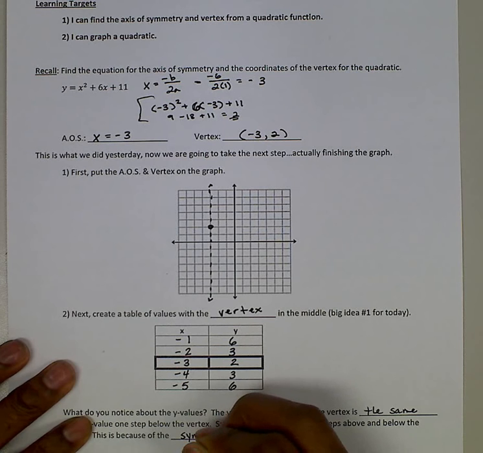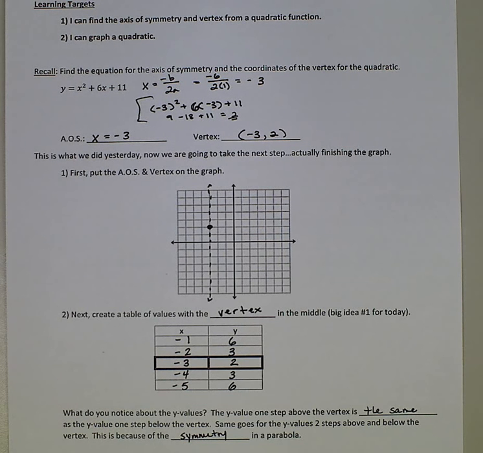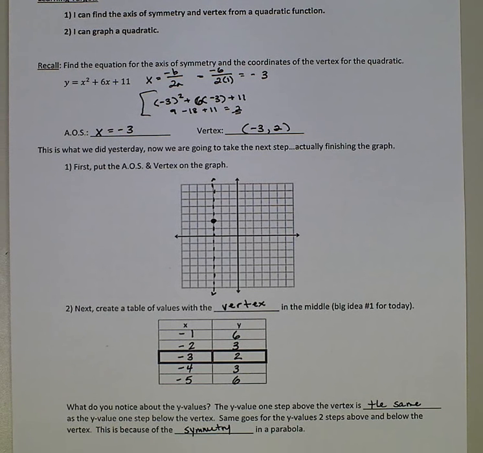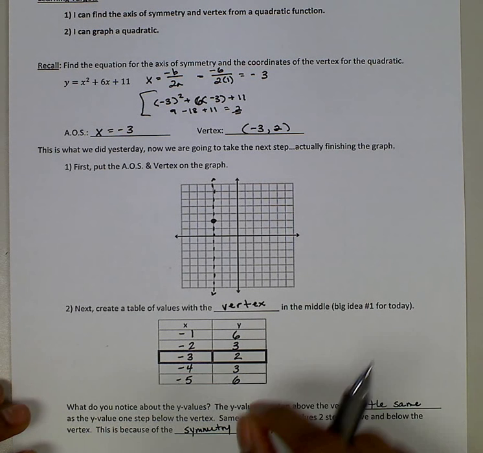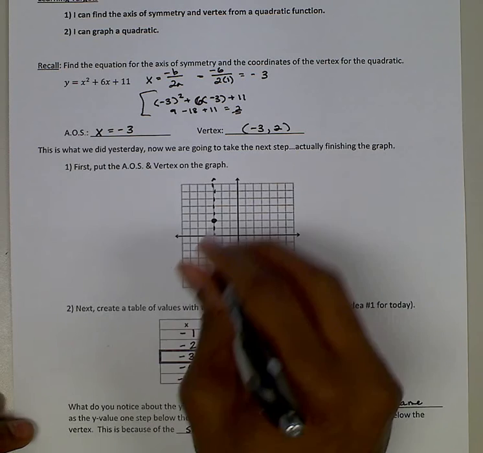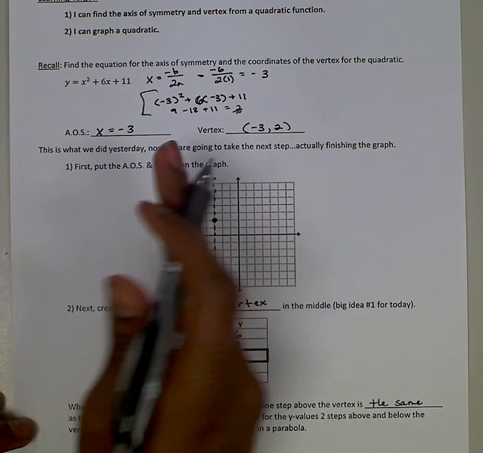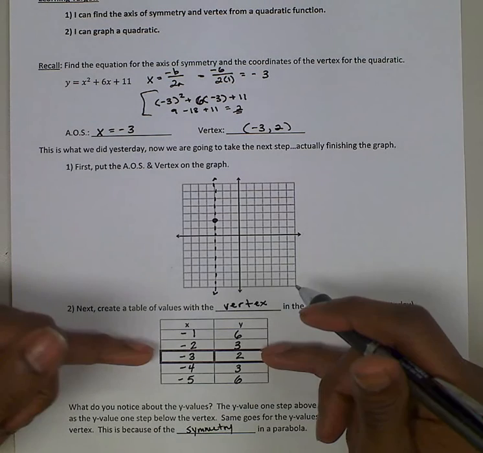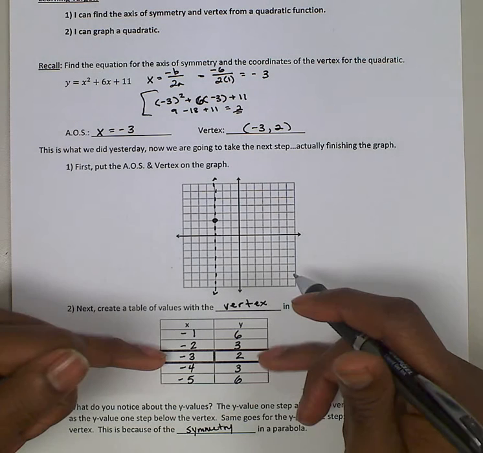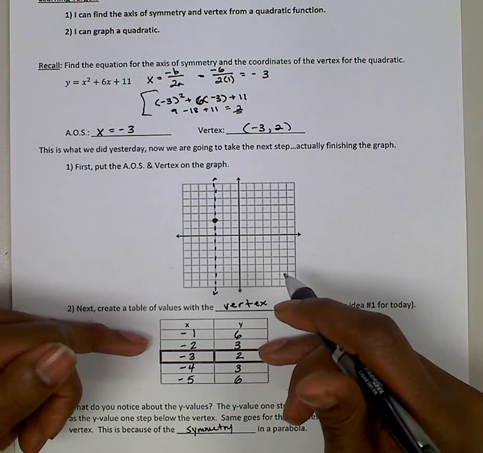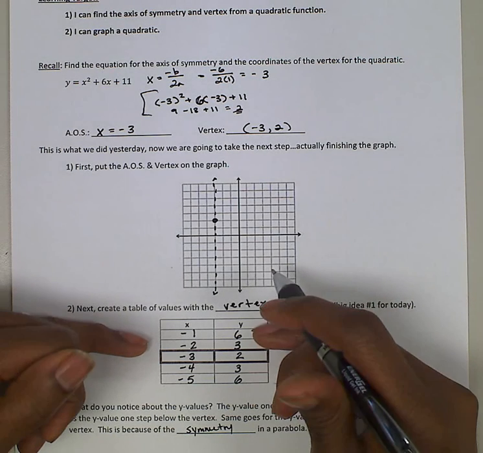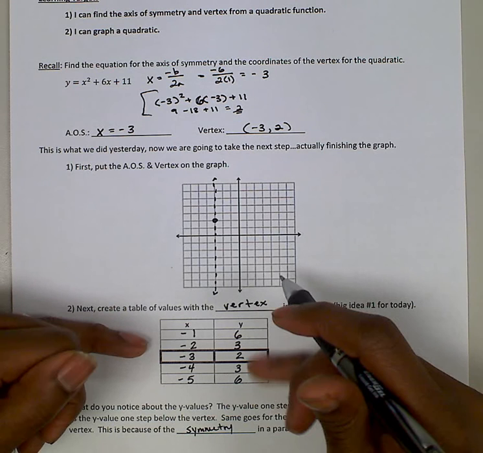Symmetry. Okay, so axis of symmetry, that is the line that cuts our parabola in half, and that's what's happening here. We have this axis of symmetry that cuts it in half on our graph, but actually we also have it that cuts it in half on our table. So the numbers that you see above our vertex are the same numbers you see below our vertex as well.